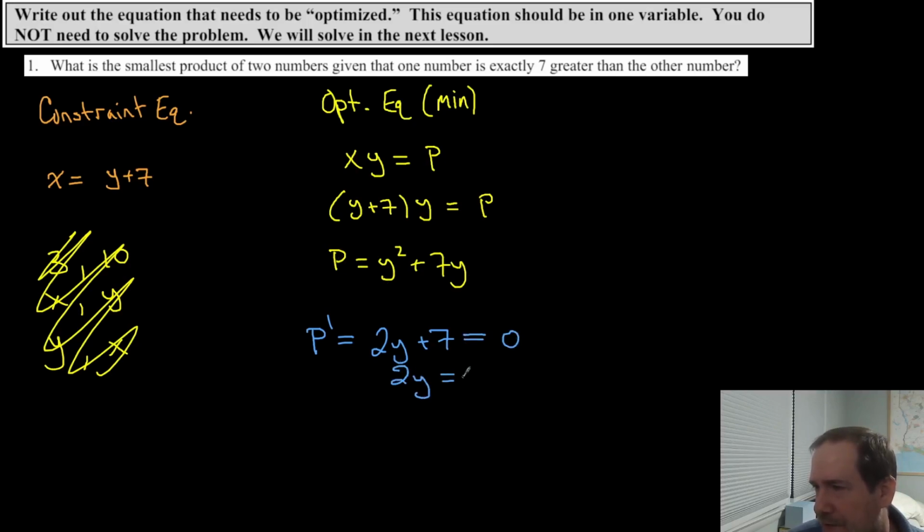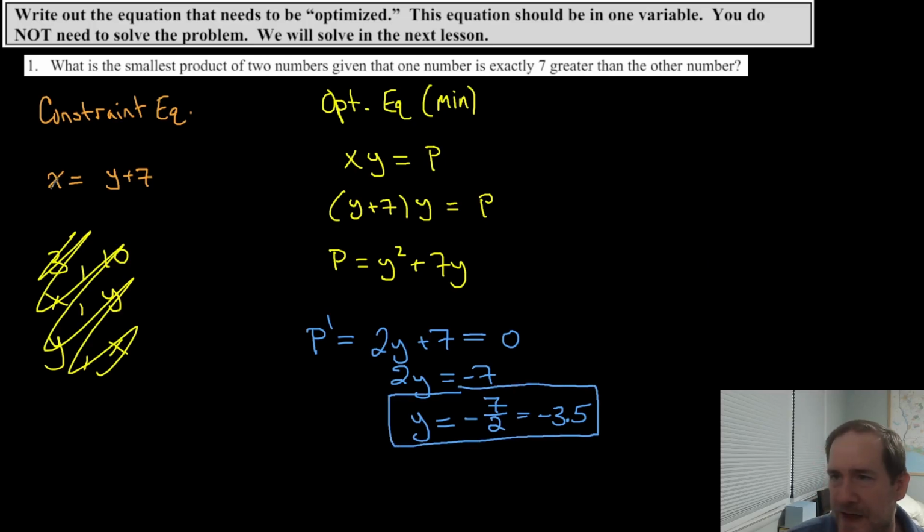So 2y equals negative 7. So y equals, you know I love fractions, so it should be negative 7 over 2 for me. But that is just negative 3.5. And if you want to use that decimal, you can, because it is exact. But that's the value of y, which means the value of x must just be what you get when you add 7 to this. So if you add 7 to that, then you would get an x that equals negative 3.5 plus 7, which would be what? 3.5 again, right? But positive 3.5?